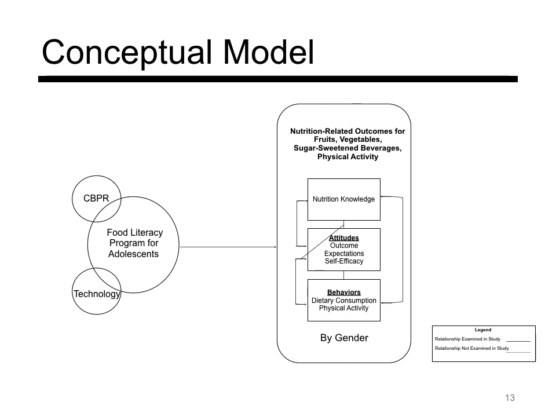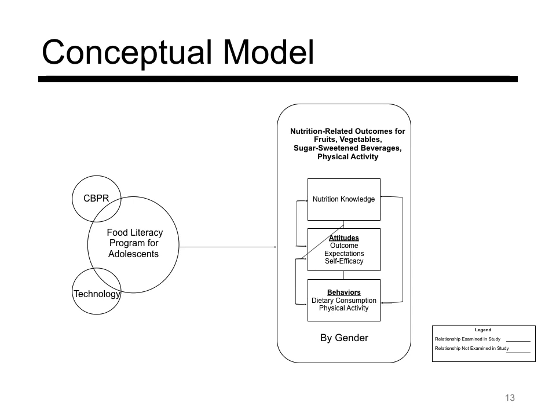This is actually my conceptual map from my dissertation work. The model pictorially describes how each of the variables impact the other. So here I was looking at the impact of CBPR, which is an acronym for Community-Based Participatory Research. I was also looking at technology, food literacy programs for adolescents. In turn, I looked at the impact of a food literacy program for adolescents on nutrition-related outcomes, including nutrition knowledge, attitudes, and behavior. Finally, I looked at how the outcomes may be related or may influence each other.